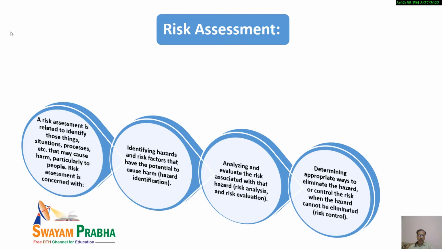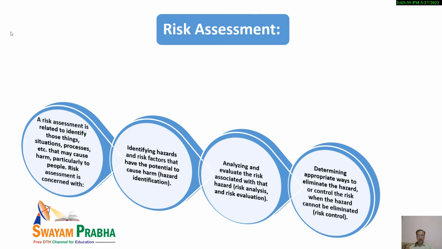And what is there in case of a risk assessment? Here the identification is made. We are basically concerned with identifying those things, those situations and processes that may prove to be harmful to, as I have already told you, building, people, and all that. First of all, we will be identifying the hazards. We will be identifying the risk factors that may be harmful. So it is known as hazard identification.